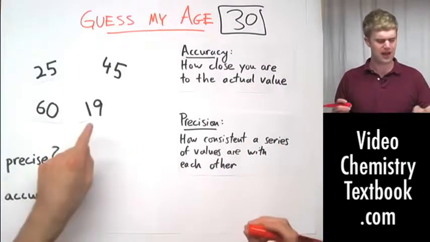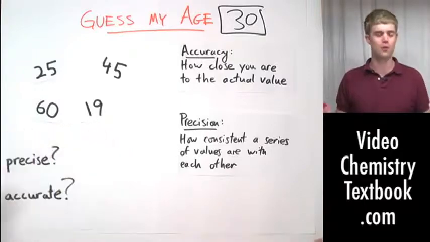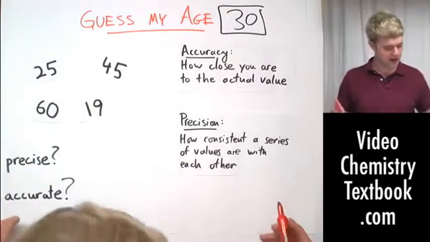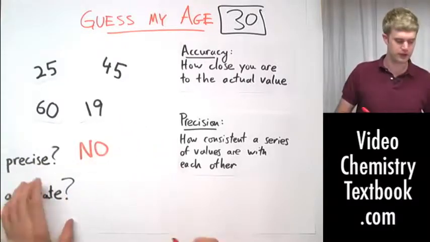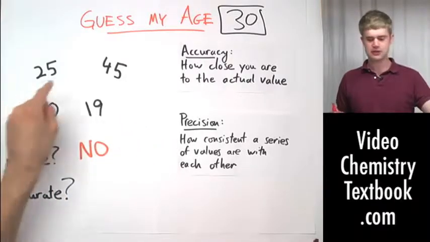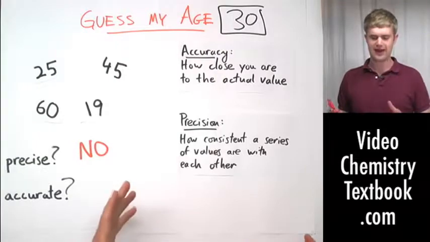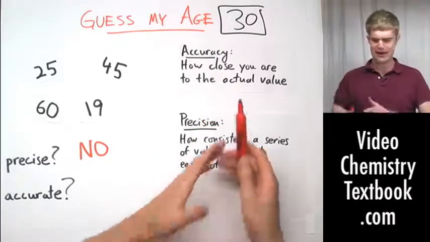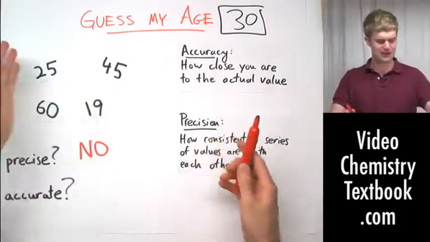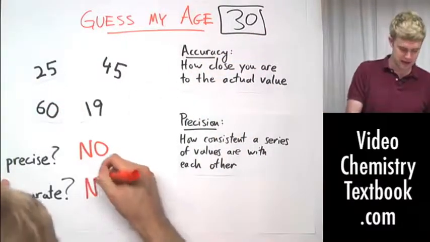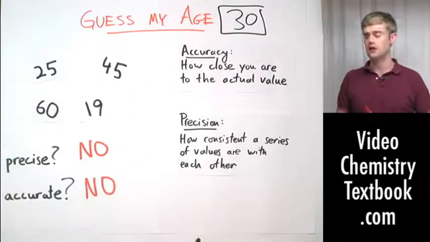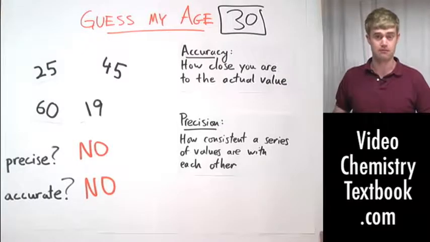Not at all. Right? We have everything from 19 all the way up to 60. Scattered all over the place. So are they precise? No. Absolutely not. And additionally, let's look at accuracy. Are they accurate? Are they close to the actual value? Absolutely not. We have everything from 19 to 60. We didn't get anywhere near 30. So we'll say these are neither precise nor are they accurate.